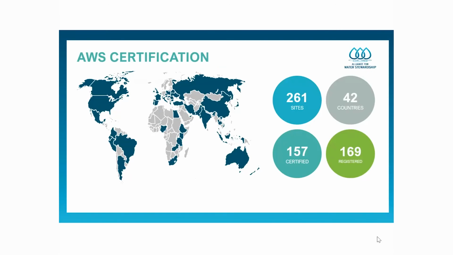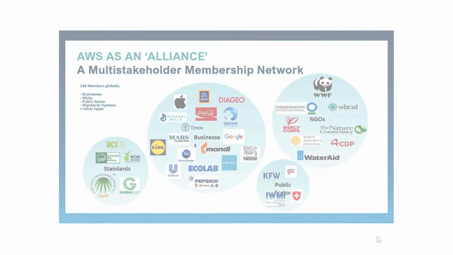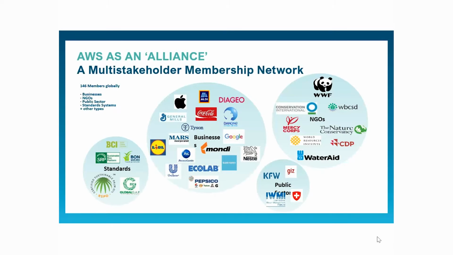And the AWS standard has broken through. It's taken a while. It was launched in 2014. It's now being used by some of the world's biggest companies in 42 countries to guide and recognize responsible water use and contributions to better governance. Here are some of the companies and folks involved: Apple, Unilever, Ecolab, Coke, Diageo, Danone, Google, Nestle. The leaders are now using this to guide and benchmark best practice.